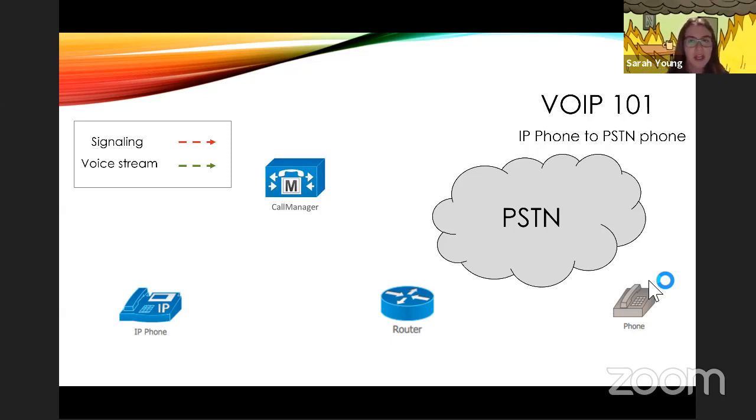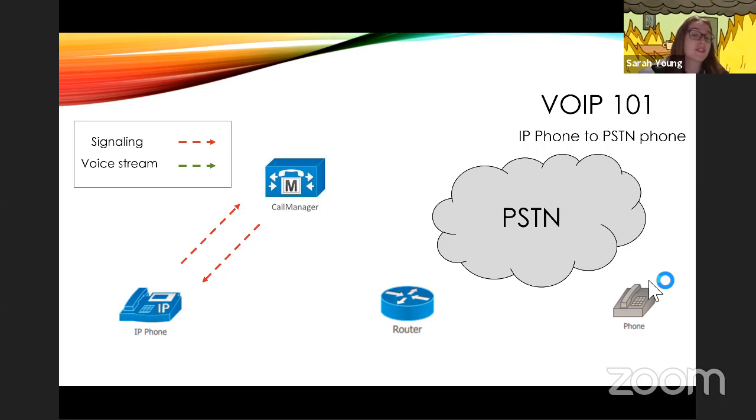If someone calls a phone number that is outside the IP network, once again, the IP phone will talk to the call manager and ask, I have this number I need to send a call to, where do I send it? If it's an external number, the call manager will tell the IP phone to send it to a gateway. In this diagram, it's marked as router. Essentially, a voice gateway is a router with additional software and maybe additional hardware loaded into it. And that router will be connected to the PSTN.